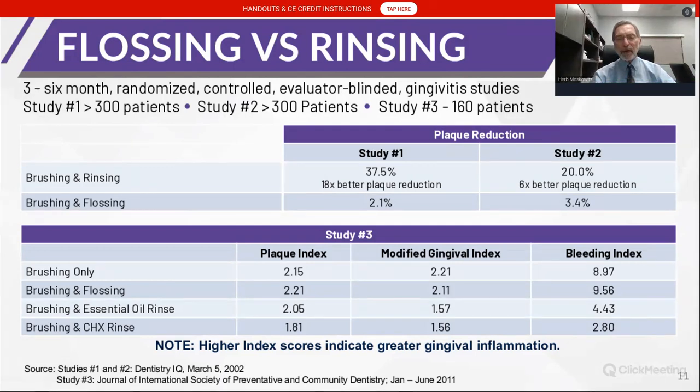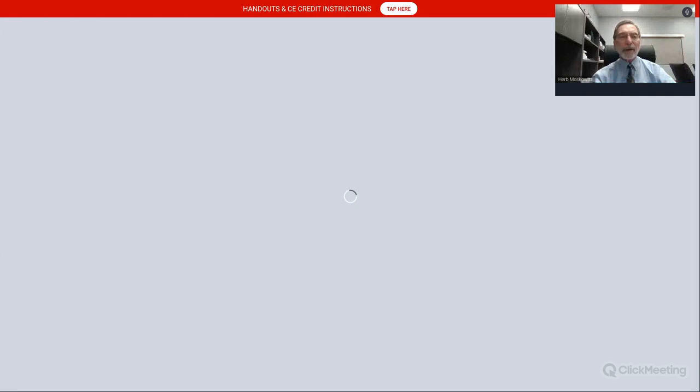In the second study, also with more than 300 patients, the plaque reduction for brushing and rinsing was 20%, and for brushing and flossing, it was 3.4%. So the brushing and rinsing in this additional study was 6 times more effective in plaque reduction than was brushing and flossing. And in the third study, with 160 patients, they evaluated the bleeding index, the modified gingival index, and the plaque index. For each of those indices, they compared brushing and flossing to brushing and rinsing. Here they used 2 different types of rinses, but either one of those rinses with brushing was more effective as measured by each one of those 3 indices than was brushing and flossing. So, better results from brushing and rinsing than from brushing and flossing.